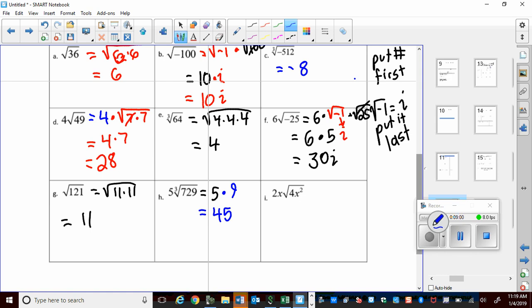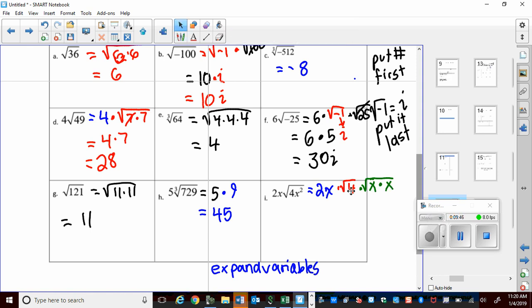For the next one, we have to be careful. So we expand the variables, and we're looking at a square root radical. So we're looking to take one away and bring one out. All right. So I have 2x times the square root of 4, then times the square root of, and I'm going to write this out, x times x.